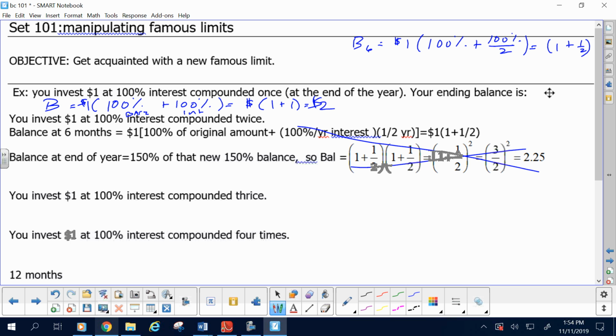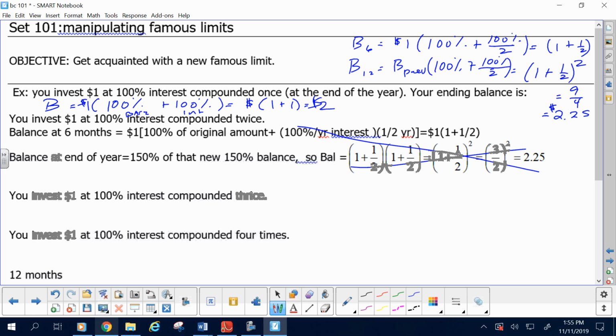Now for the second period, or the second 6 months, you would take your previous balance, and it would grow by 100% plus a half of 100% for half of your interest. So if I took that previous balance, which is 1 plus 1/2, and it grew by a factor of 1 plus a half, after a year, that's 150% of 150%, which is 3/2 times 3/2, or 9/4, which as a decimal is $2.25. Yeah? Cool.